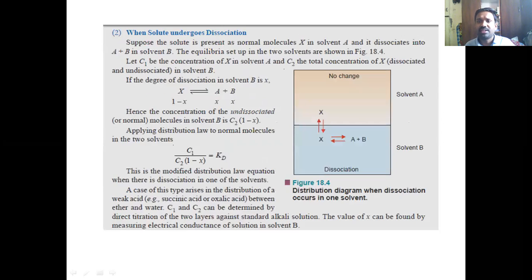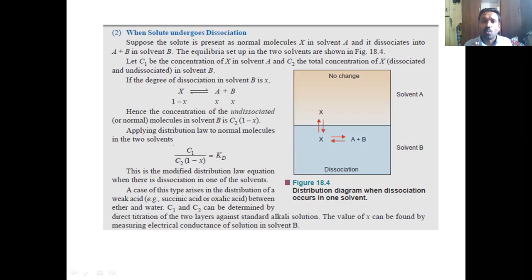So now let us go to the next case. That is, what happens when the solute undergoes dissociation? How do we correct our distribution law, or what is the correction factor? Look at the picture. The X in solvent A is undissociated, whereas X in solvent B has become ions, or maybe some other species of lesser molecular weight than itself. So X is equal to A plus B. Now consider that reaction: X is giving rise to A plus B in equilibrium.